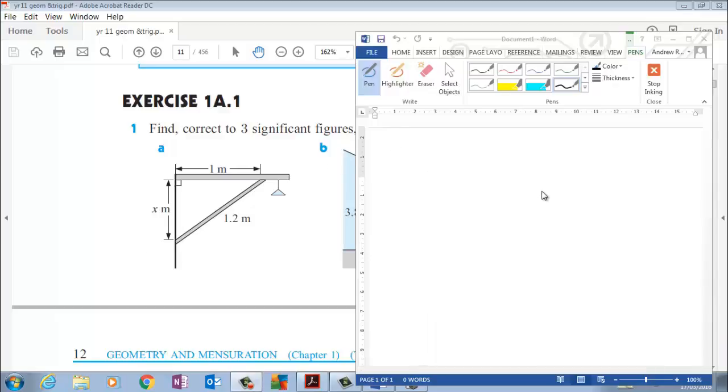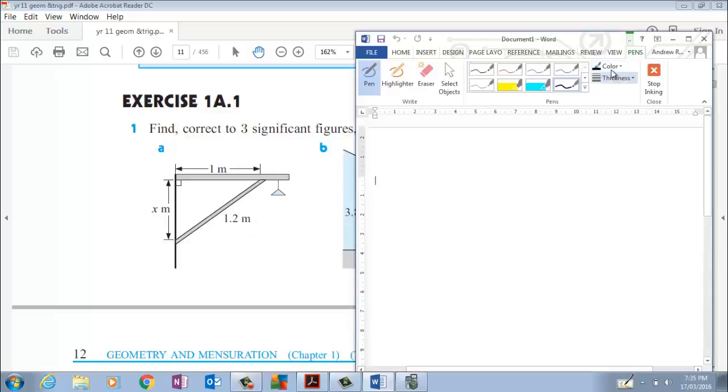Okay, now we're going to start the second topic, which involves triangles in trigonometry. The first rule we learn is Pythagoras' rule in exercise 1A. So exercise 1A1, question 1, part A, we have to solve using Pythagoras the length of the unknown side x.